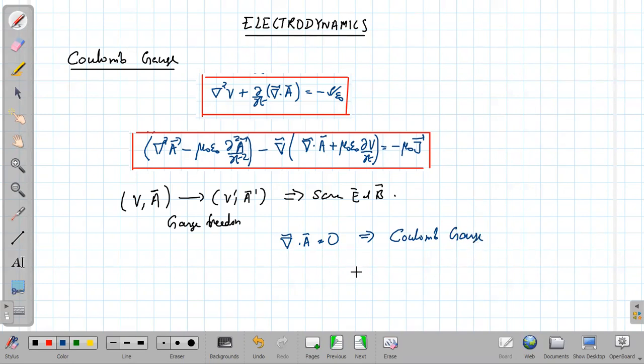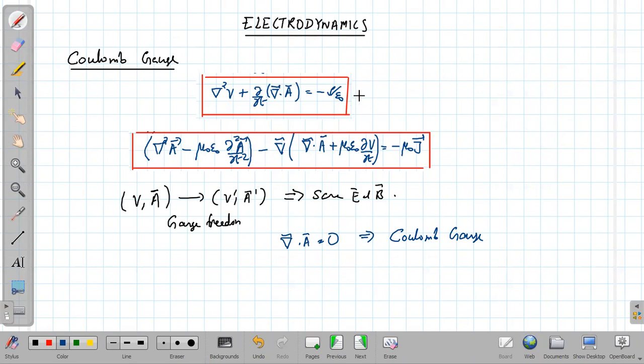We always have a choice on the potentials, so we can choose the potential as we want. In Coulomb gauge, we choose the vector potential in such a way that del dot A equals 0. Correspondingly, the scalar potential will change, but we are not going to bother with that now. The scalar potential will become more complicated, but the vector potential now becomes simple. The vector potential is taken to be solenoidal, that is, its divergence is 0.